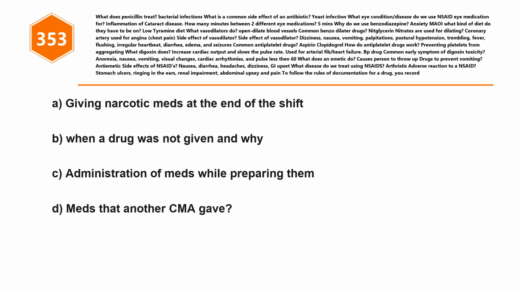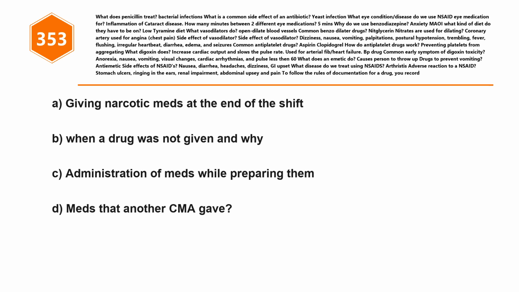Preventing platelets from aggregating. What does digoxin do? Increases cardiac output and slows the pulse rate. Used for atrial fib/heart failure. BP drug. Common early symptoms of digoxin toxicity: anorexia, nausea, vomiting, visual changes, cardiac arrhythmias, and pulse less than 60.